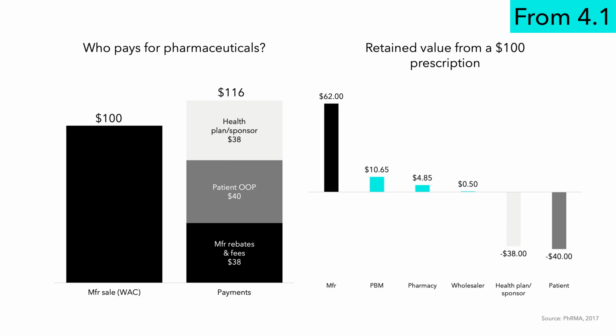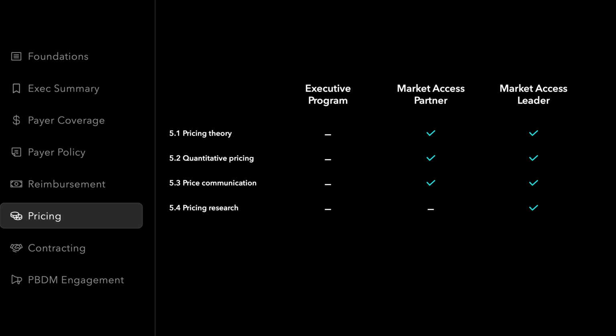So when we look at who's retaining the value of this $100 script, you could see the manufacturer is retaining about $62. In the pricing module, pricing theory leads the way, talking about the concept of value-based pricing and how shifting the reference and the differentiation for a brand can have a big impact on the way stakeholders perceive it.